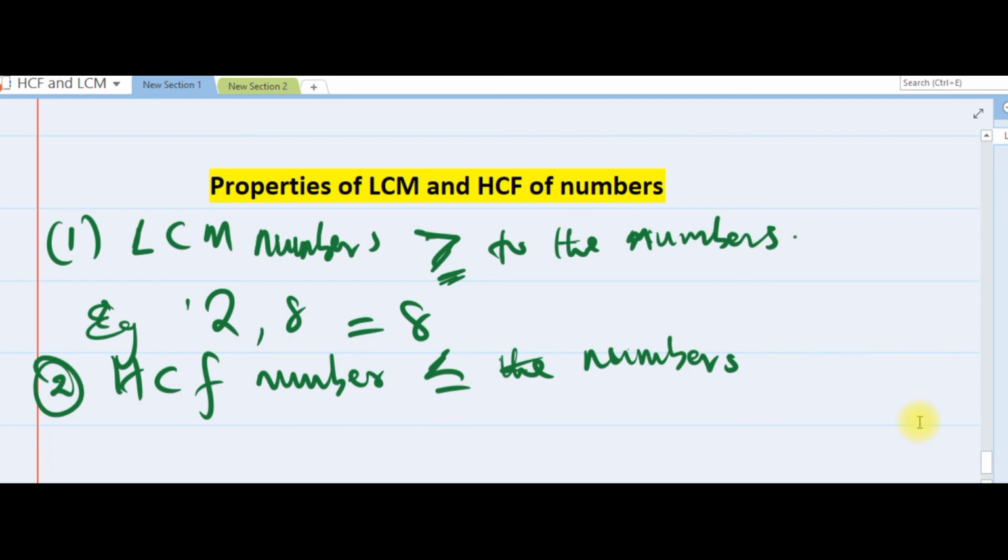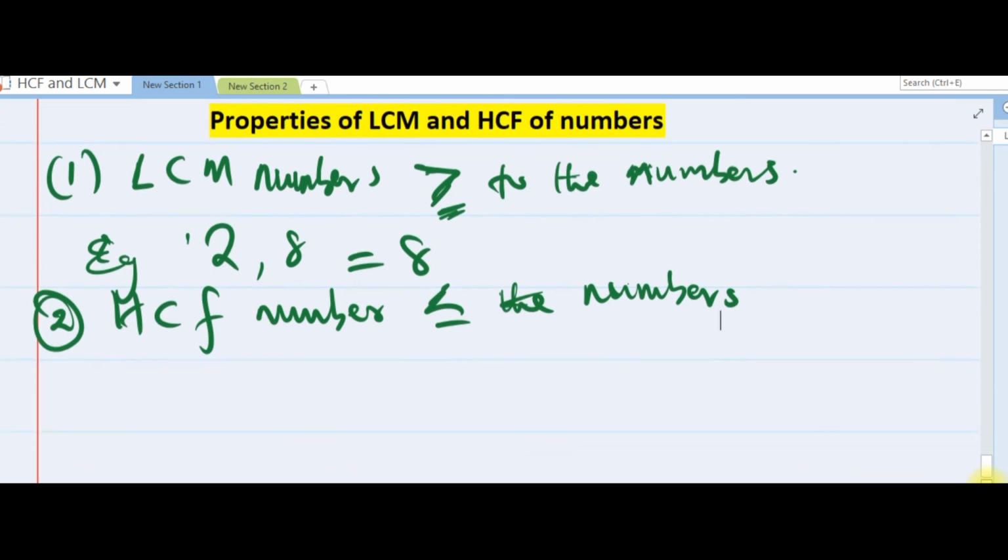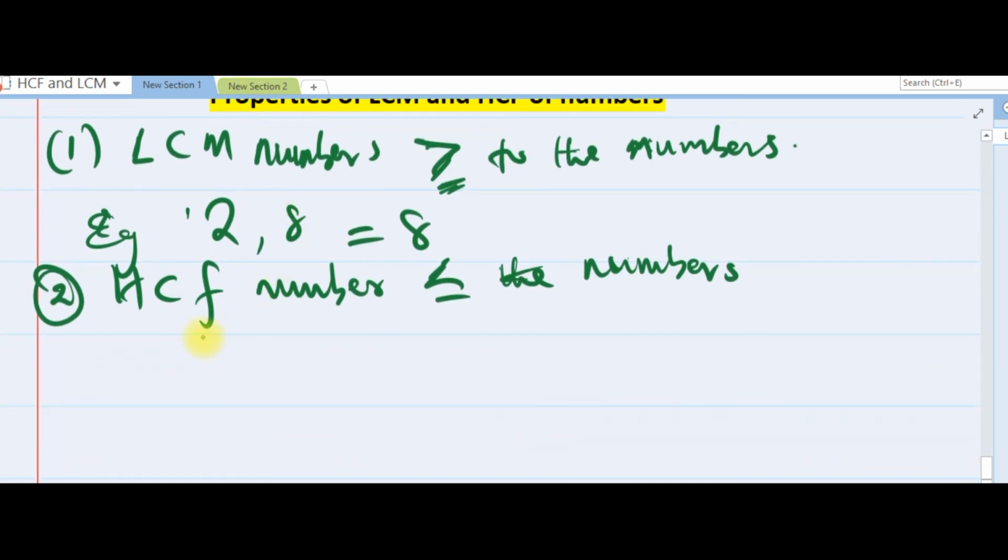For example, the HCF of 2 and 8, the answer is 2. If you notice, 2 is less than 8 but equal to 2. So that is a very nice property.